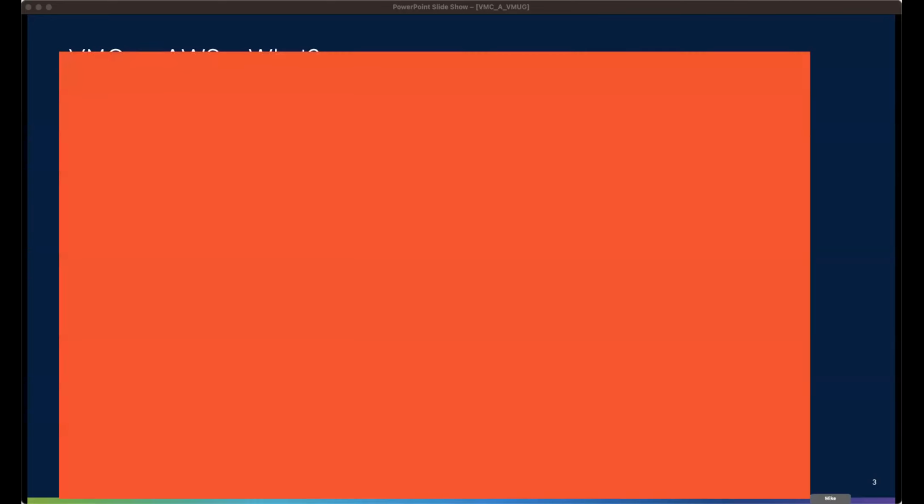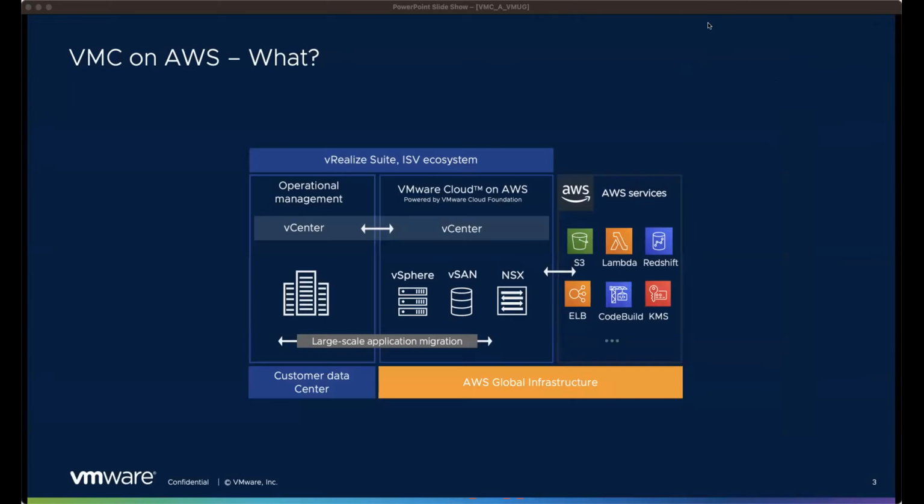Somebody use the annotate function again. Okay.